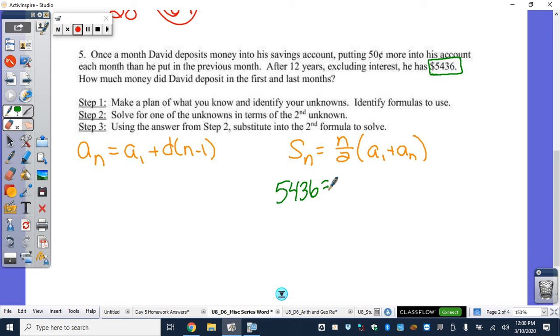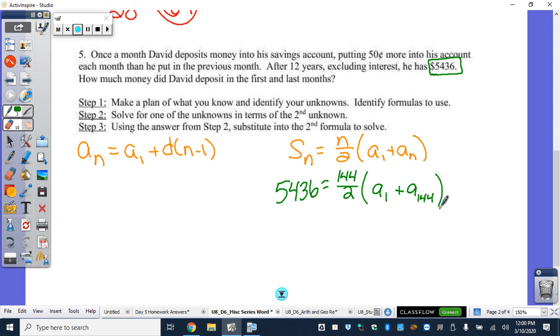How many months total over 12 years? 144. 12 months for 12 years, 144. So that means I need my first term, a sub 1, and I need to know my 144th term, so my a sub 144. And then that's where we kind of get stuck in that formula.